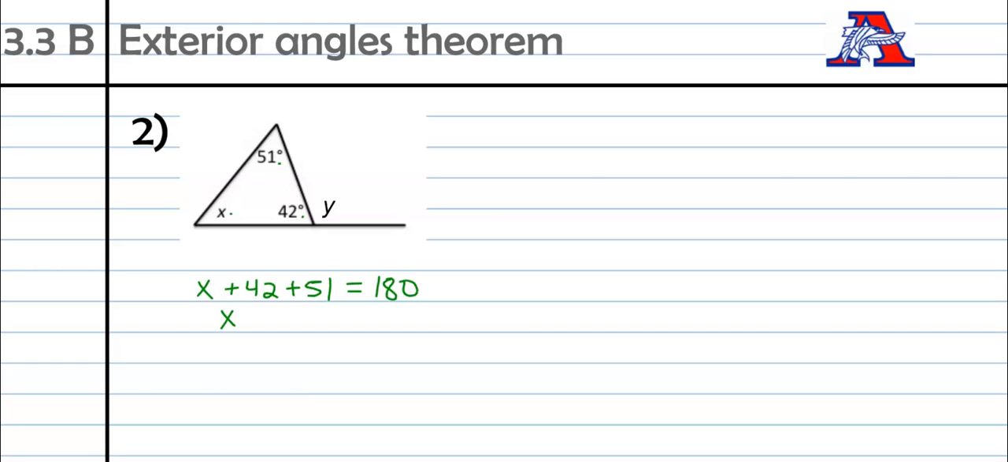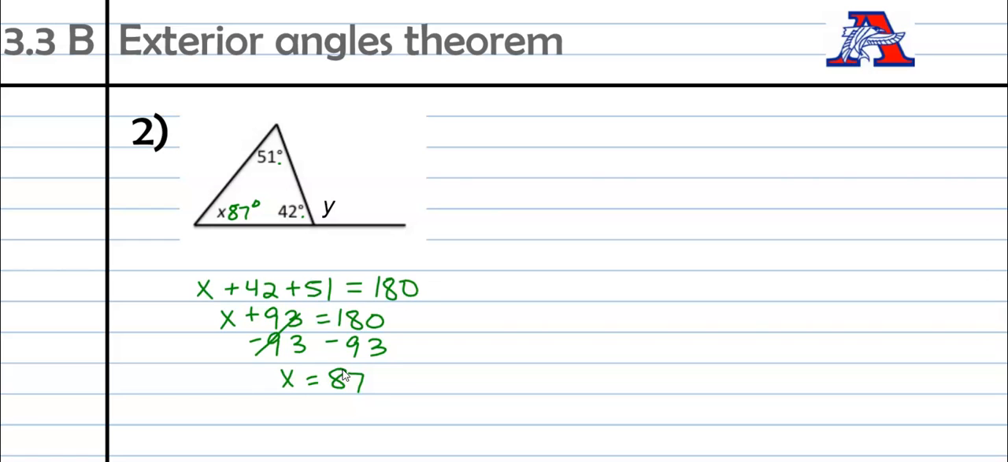Combine some like terms, so add up those numbers. So you're going to have x plus 93 is equal to 180. Subtract 93, and we're left with 87. Okay, so I think x is 87 degrees, so I'm going to fill that in. Now to solve for y, we can do it one of 2 ways. We could use the exterior angle theorem, or we could use the linear pair with the 42 degrees. Either way should get you the same answer.